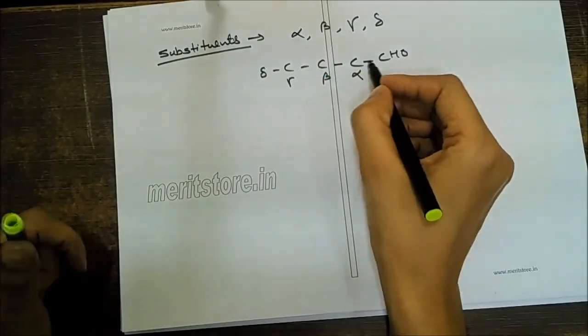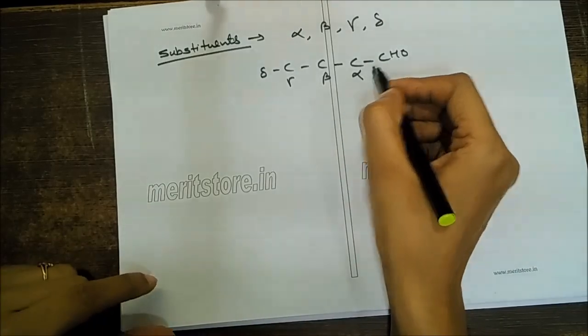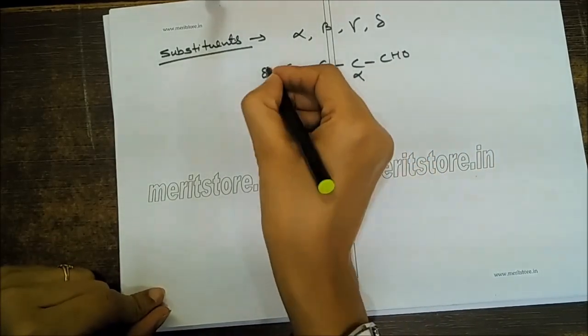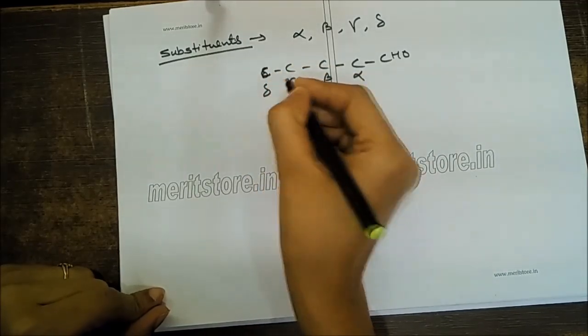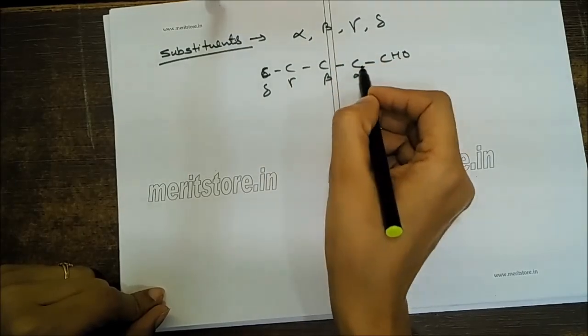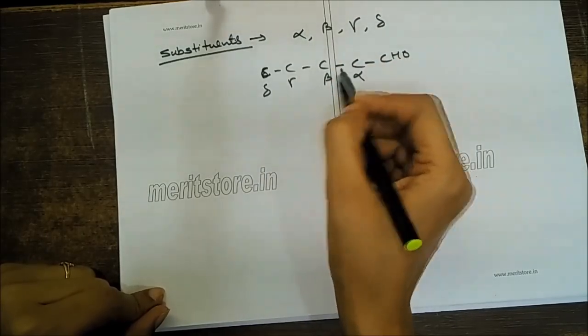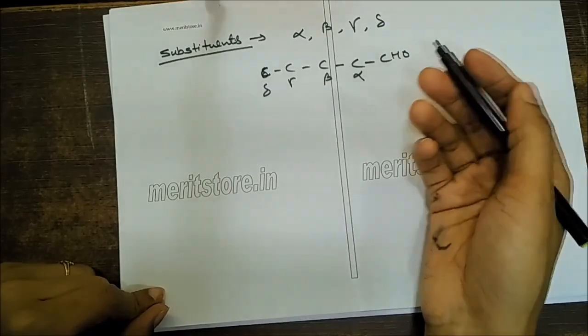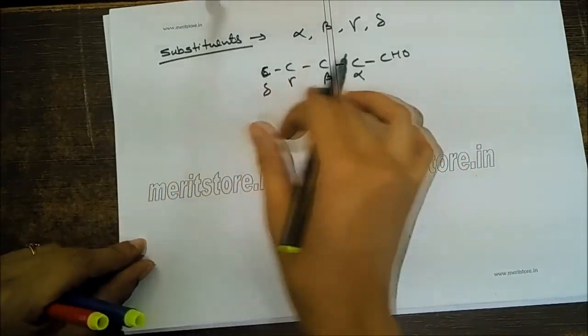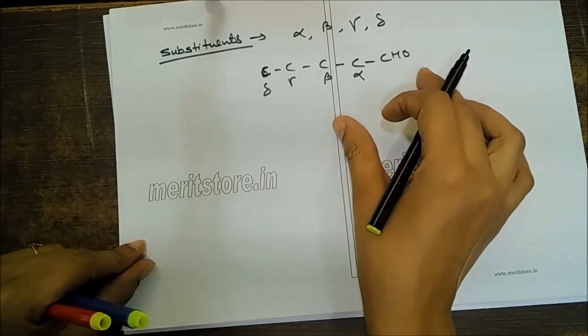The carbon directly attached to this aldehyde group will get the alpha position, the next one is beta, then gamma, and the next one is delta, and so on. So if any substituent is present on these carbons, we'll write alpha, then the name of the substituent, and then we'll write the name of the aldehyde.